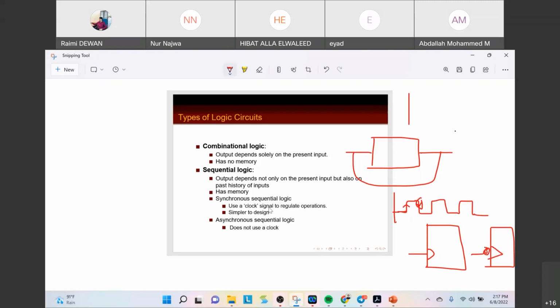Use a clock signal to regulate operation. Simple to design. The asynchronous sequential logic is simple. It doesn't have a clock. Okay? But however, all sequential logic has information of the past history of inputs or outputs. Okay.